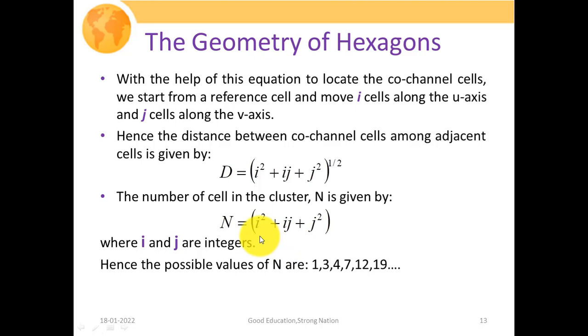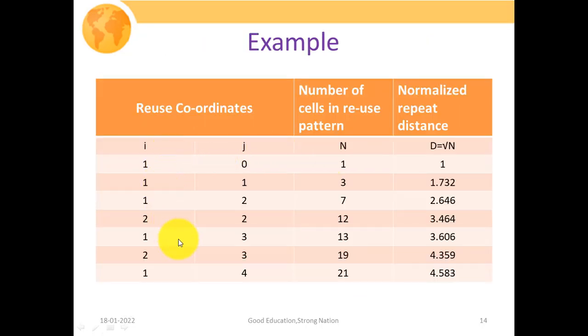So we just have to put different integer values of i and j and we're going to get these values, that is how many number of cells will be there inside the cluster. So this particular table is basically showing how we are going to obtain the number of cells inside the cluster and the effective distances. So this is i and j, these are your integer values. This is your n, which signifies the number of cells in your reuse pattern, and this is showing your normalized distance, that is d is equal to root of n.